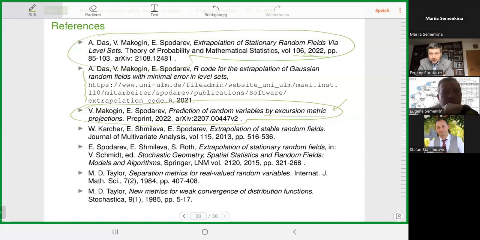And one more question, can a heavy tailed distribution also be non-symmetrical? Yes, sure. They must not be symmetrical, but they can be. Okay, thank you very much.